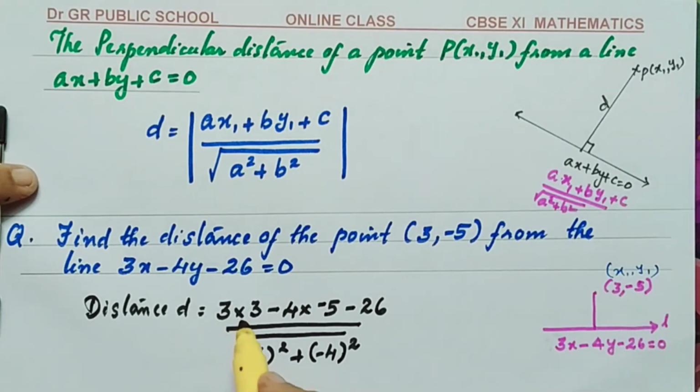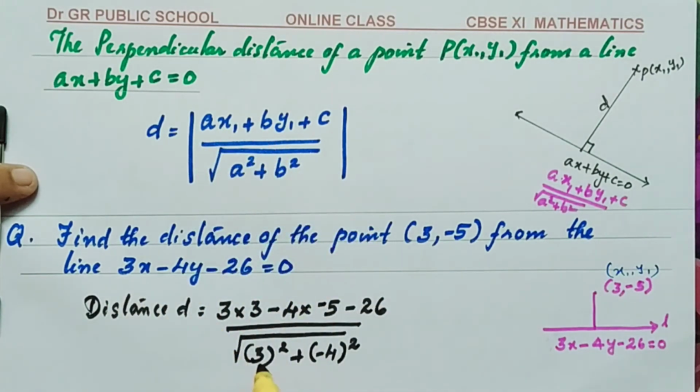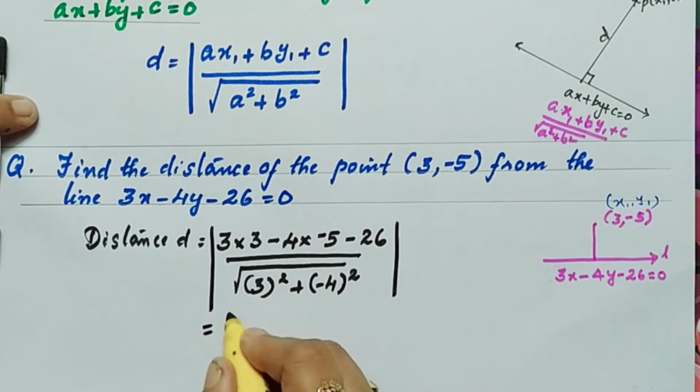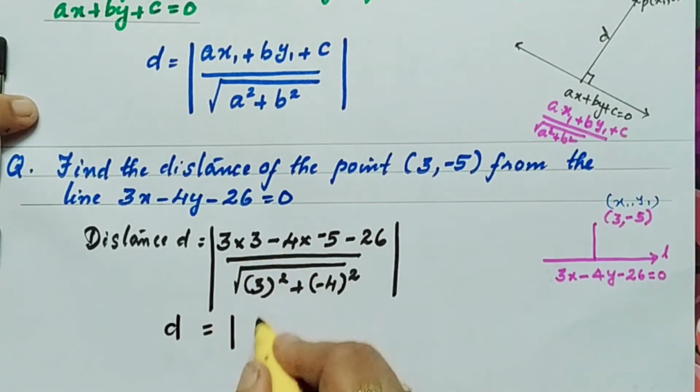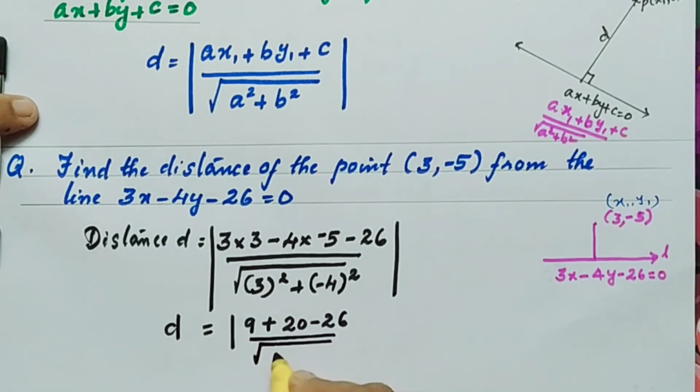So 3 into 3 minus 4 into minus 5 minus 26 divided by root of coefficient of x square plus coefficient of y square. Here coefficient of x is 3 and coefficient of y is minus 4. Okay, we can simplify. This is within the modulus value. Distance never becomes negative, which is equal to absolute value of 3 into 3, 9 plus 20 minus 26, the whole divided by root of 3 square is 9 plus 4 square is 16.